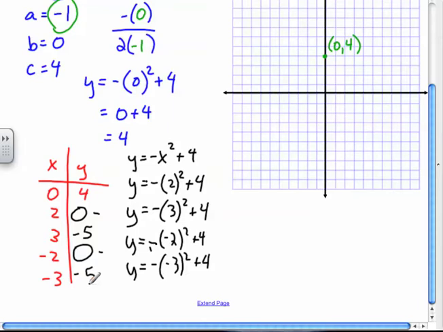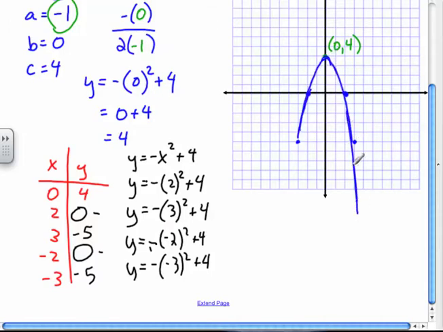All right. Okay, so now I need to just plot these things. That first one was 2, 0. So that's going to give me one right here. And then 3 is at negative 5. All right. So that's right here. And negative 2 is at 0. And negative 3 is at negative 5. And look at that, it is symmetrical, you know.